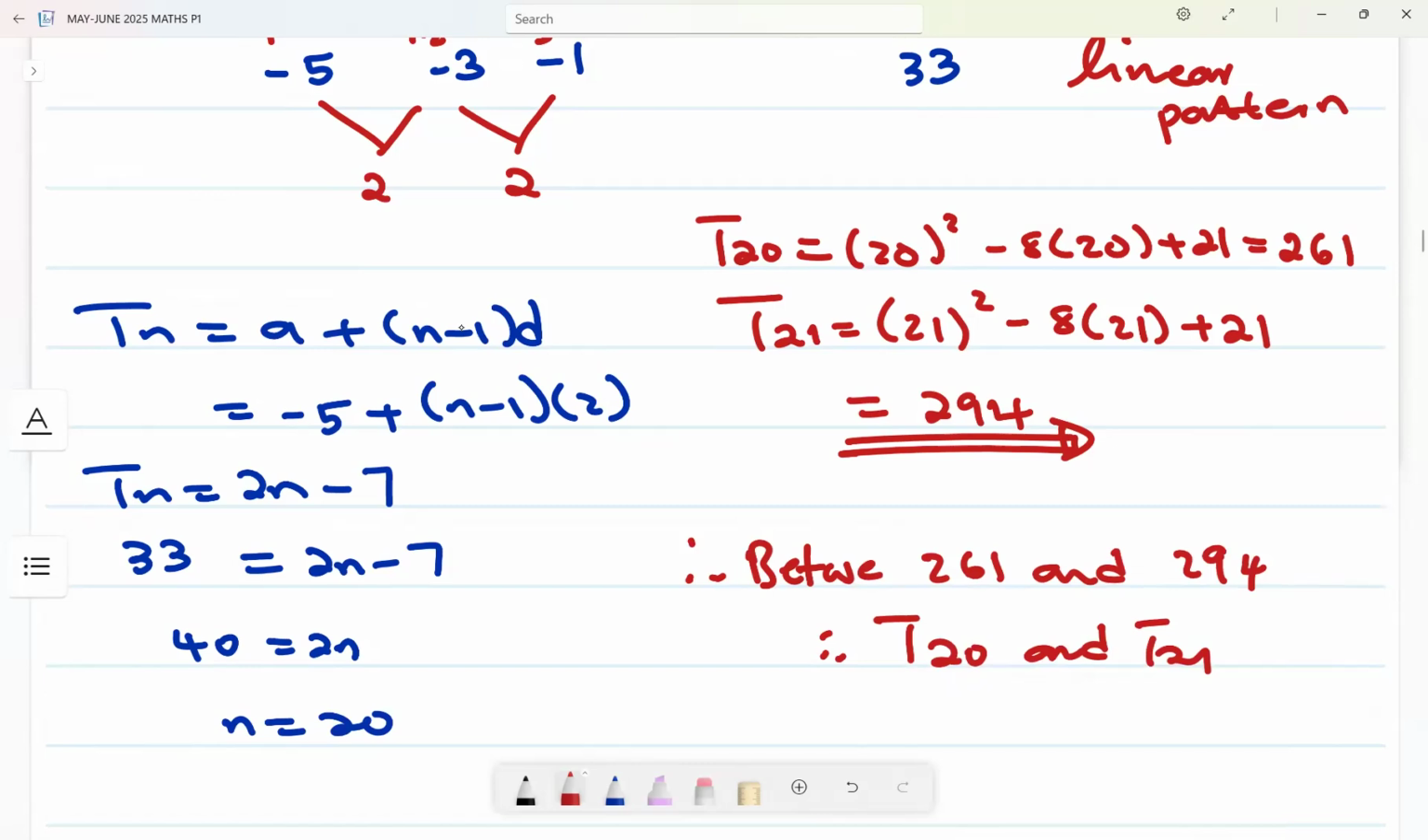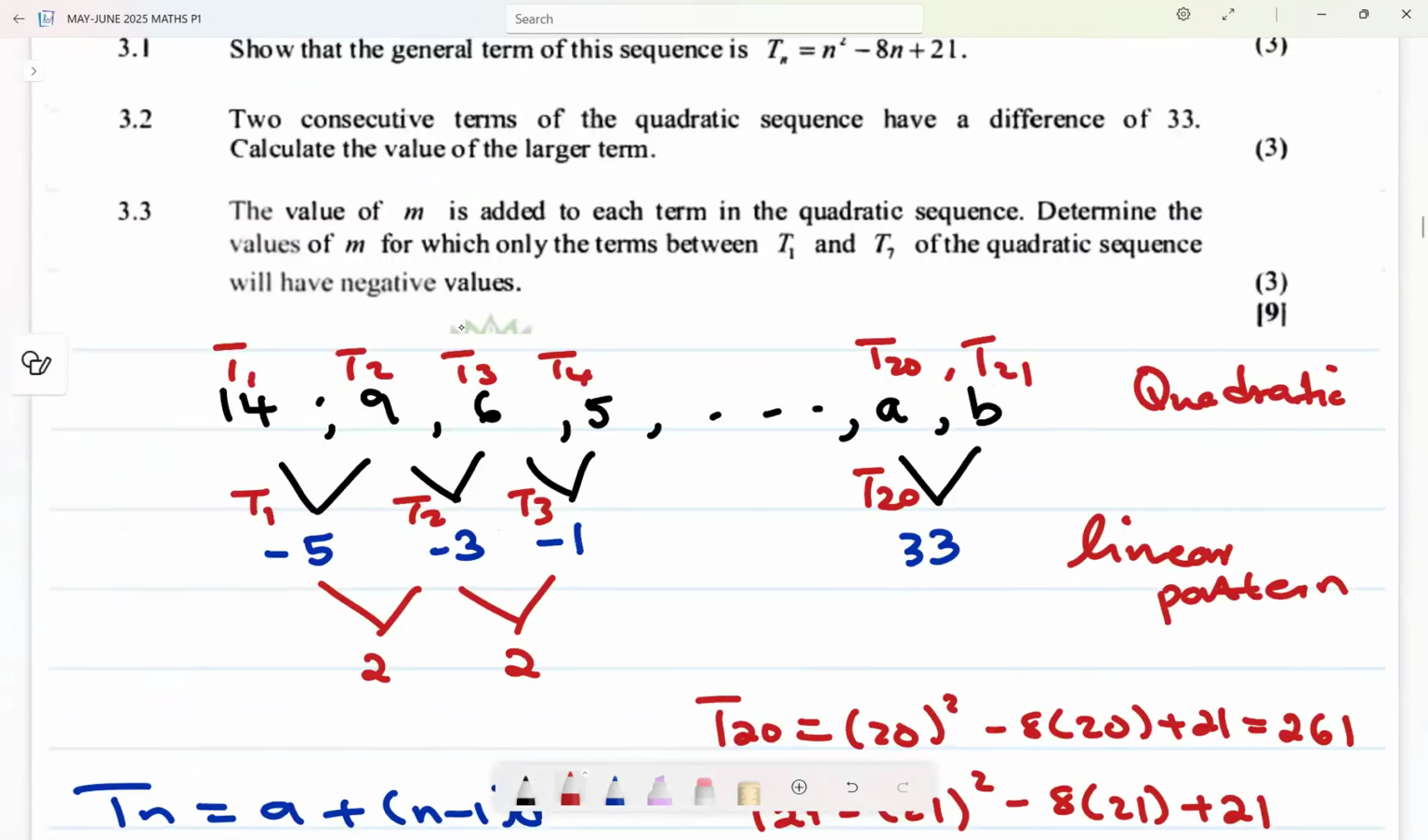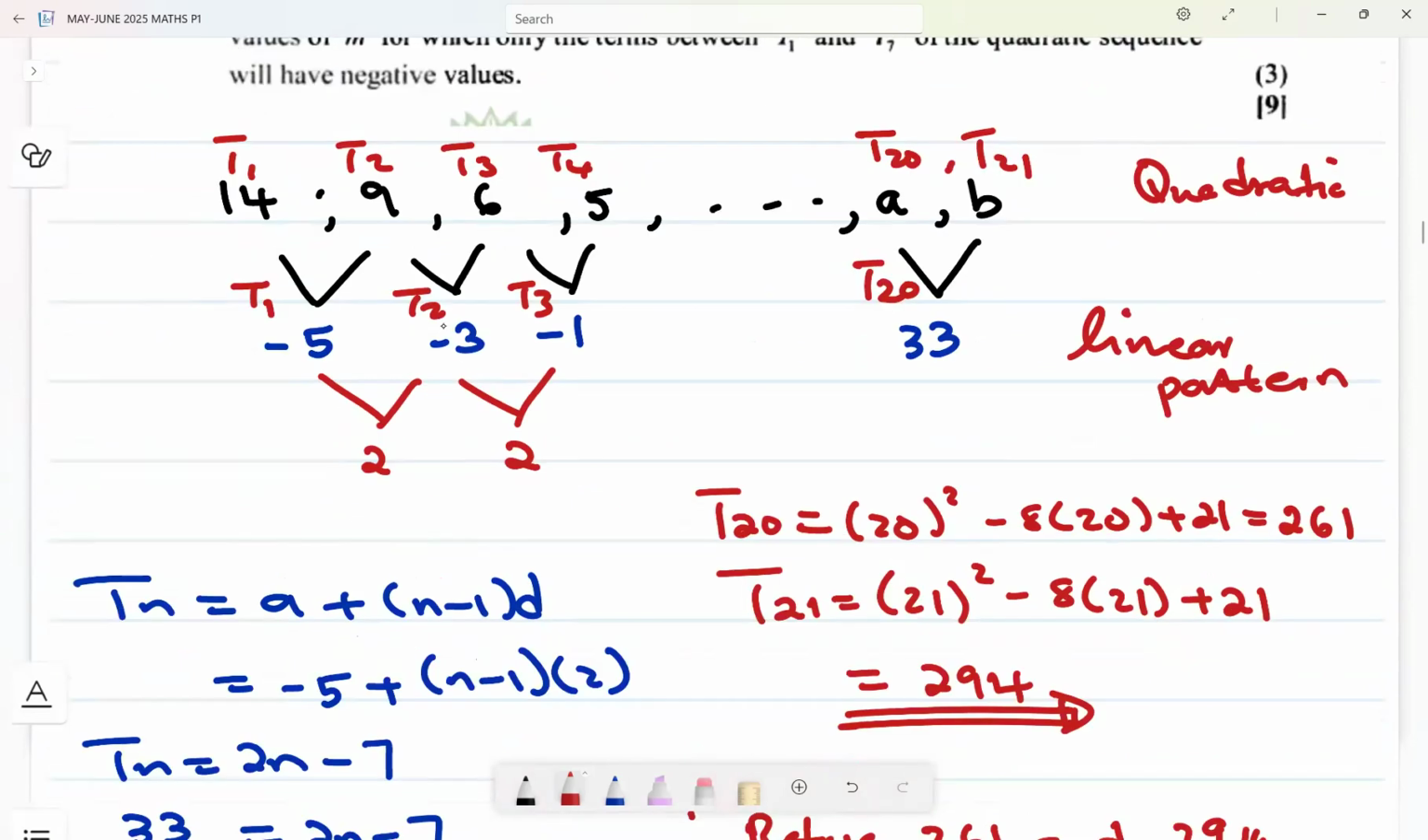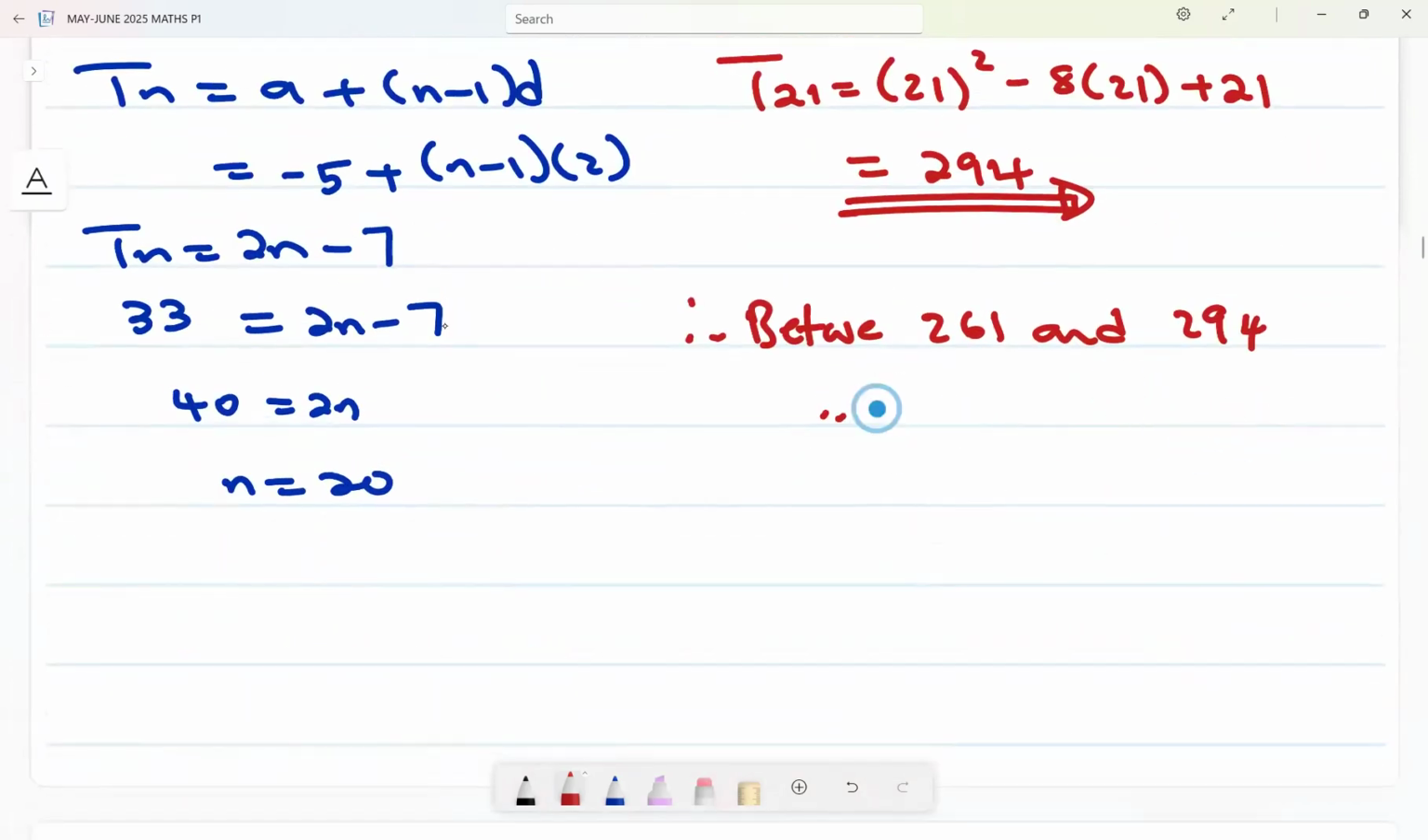Because when I say 294 minus 261, yes, I get the difference of 33. So yeah, that's basically that, guys, for that question. It's a grade 11 type of question, by the way.